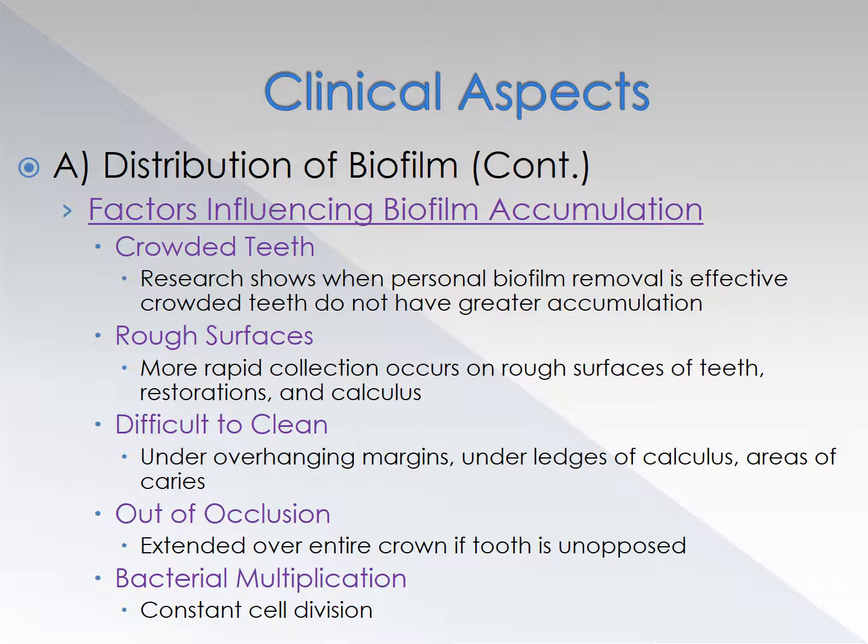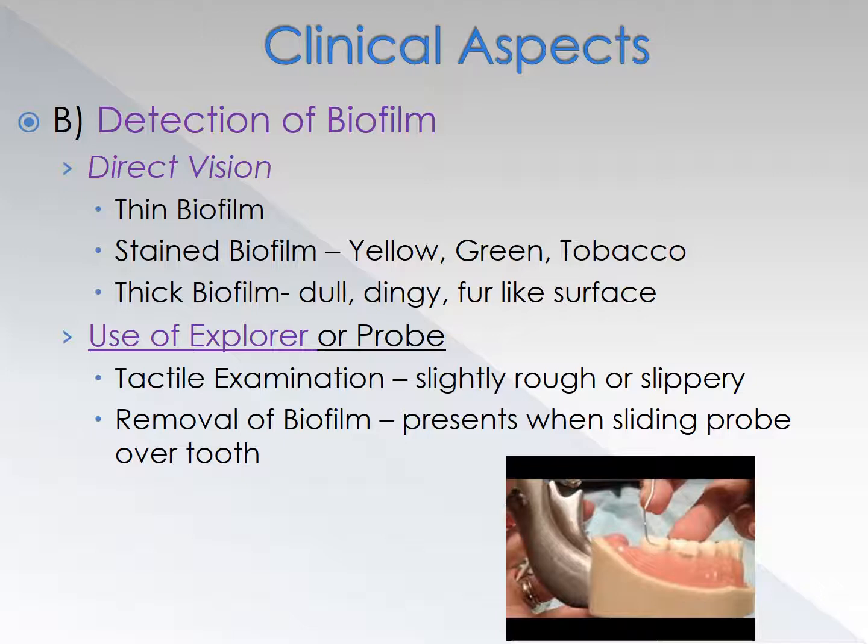And then bacterial multiplication, it's constant cell division. All right, so detection of biofilm. You're going to use direct vision. You can see thin biofilm. You can see stain, whether it's yellow, green, or tobacco. You can see thick biofilm. It's dull, dingy, and fur-like surface.